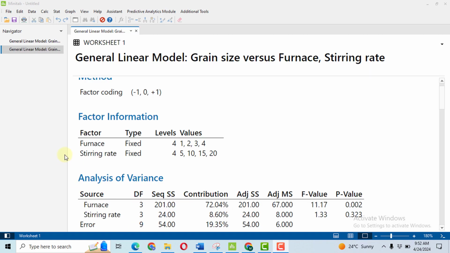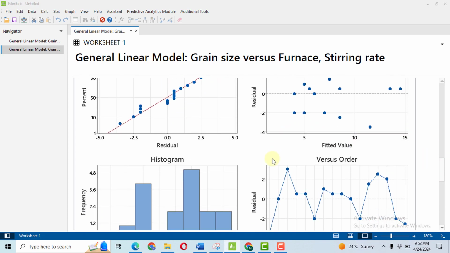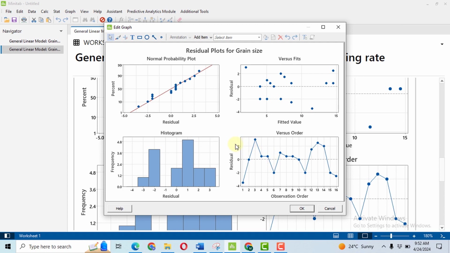So we got results. There are 4 different types of furnaces, 1, 2, 3, 4 and 4 different treatments, stirring rates, 5, 10, 15, 20. Come down and have a look at the residual plot. Double click on this plot so that you can view it only. So from the normal probability plot and frequency versus residual plot, it seems that the data is somehow following the normal distribution and it is fit for the analysis.